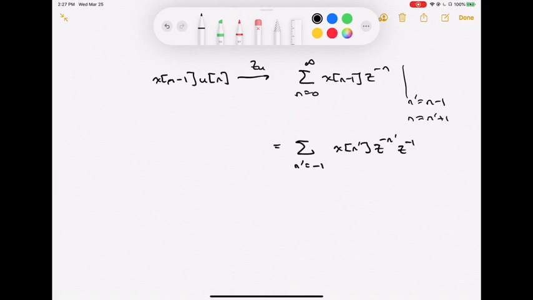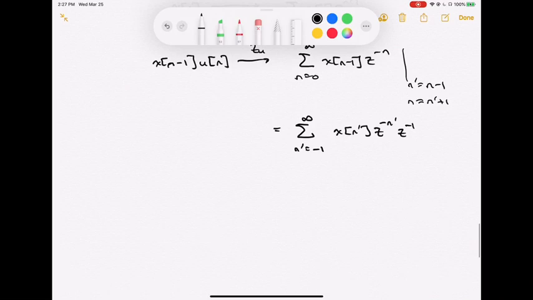The upper limit is going to be infinity minus 1. That's still infinity, so I still have an upper limit of infinity. So I have a sum now going over n prime from minus 1 to infinity of x of n prime z to the minus n prime z to the minus 1. Again, this z to the minus 1 is not a function of the sum variable. I'm not going to mess with that right now.